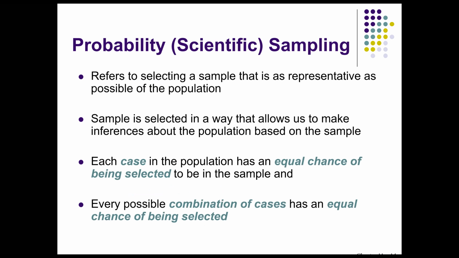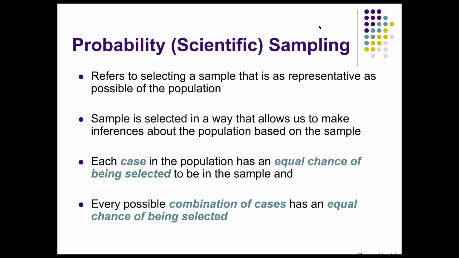So next we're going to move on and talk about what probability or scientific sampling is. Probability sampling is the basis of pretty much all statistics. You take a probability sample that is representative of your population, and then you can infer about the population based on data from your sample. So a probability sample refers to us selecting a sample that is as representative as we can get it to be of the population. And the way we select our sample is what allows us to make inferences. It allows us to generalize about the population based on data from our sample.